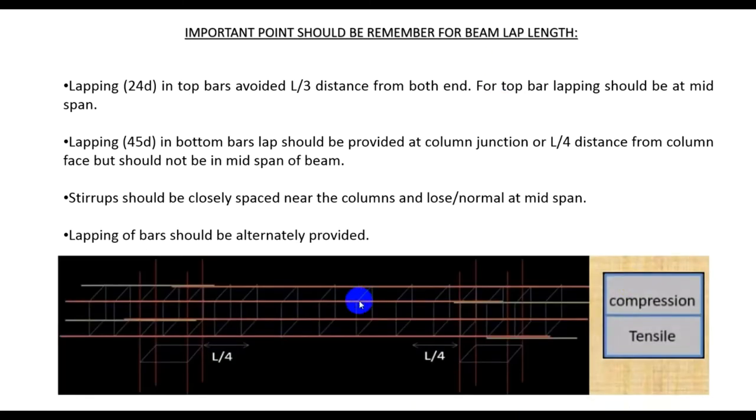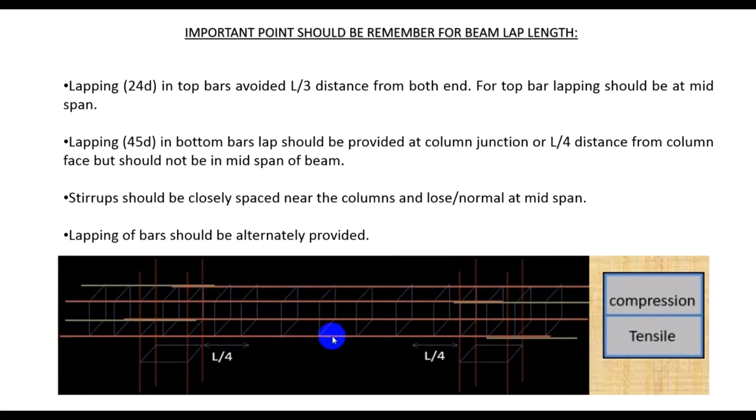If we see here, we'll try to use lapping at the beam column joint face. If we have to give a lapping zone somewhere, we can use the lapping zone here and also here for the bottom bars. For the top bars, we have to avoid one third distance from the column face. From the column face we go one third distance, then at mid span we'll use our lapping. This is the best condition to provide lapping.